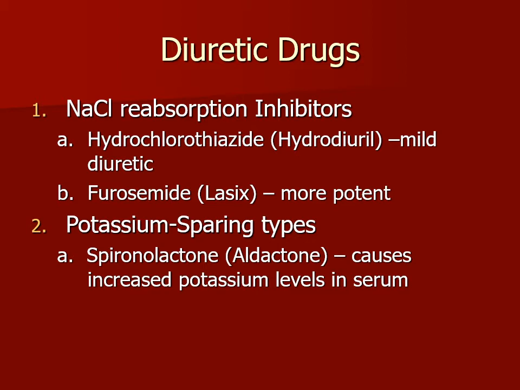Now, potassium-sparing types. Aldactone causes increased potassium levels in the serum, so this is good because that helps to regulate that sodium-potassium balance. Remember, the sodium and potassium are on an exchange system, so many times if you upset the balance of one, you upset the balance of the other. So this one here tends to help with the potassium regulation.